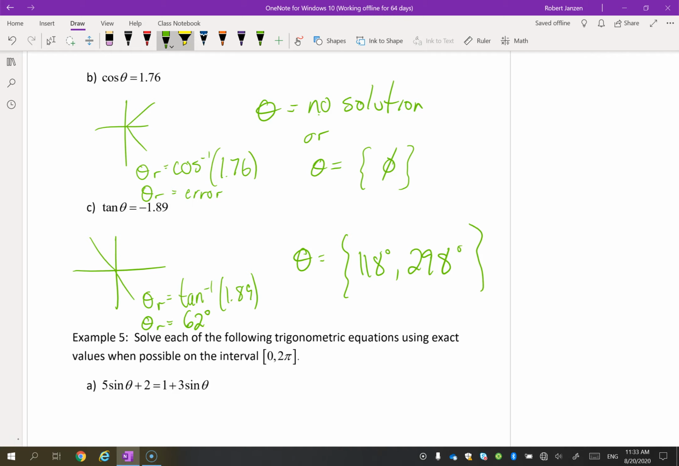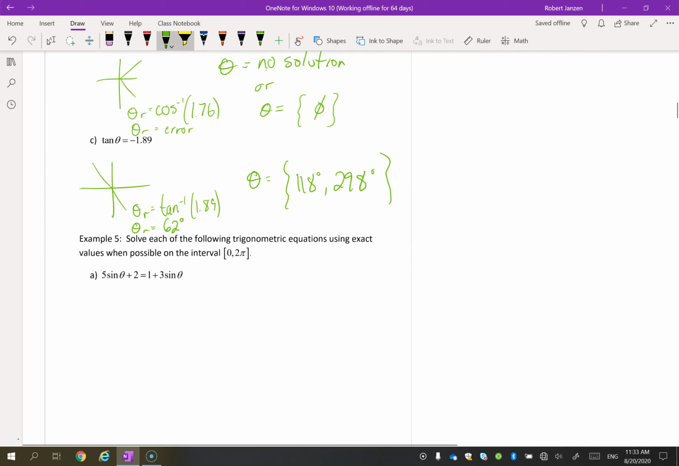All right. I think we can stop there. There is a handout with questions on trig equations. So you're going to do the questions from examples 1 to 4. Okay, shouldn't be too difficult, shouldn't take you too long.